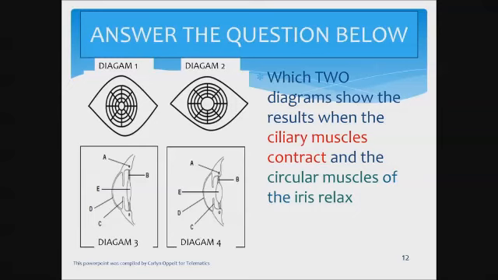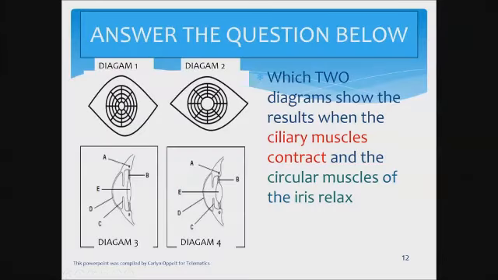Ciliary muscles contract, ciliary body moves closer to the lens, slack ligaments, thicker lens. In other words, it's diagram 4. And with that, the circular muscles of the iris relax. Remember, when the circular muscles relax, the radial muscles are contracted.